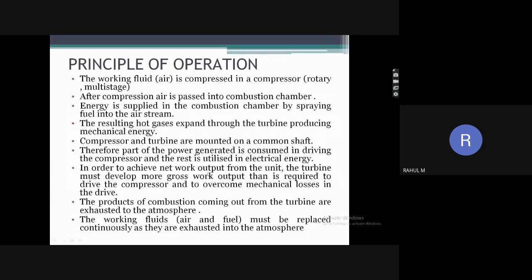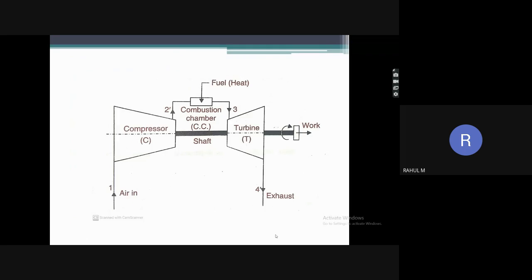Now, to achieve the net output from the unit, the turbine must develop more gross work output than is required to drive the compressor and to overcome the mechanical losses in the drive. The products of combustion coming out from the turbine are exhausted to the atmosphere. The working fluid must be replaced continuously as it is exhausted to the atmosphere. So this is the basic principle of operation of this gas turbine.